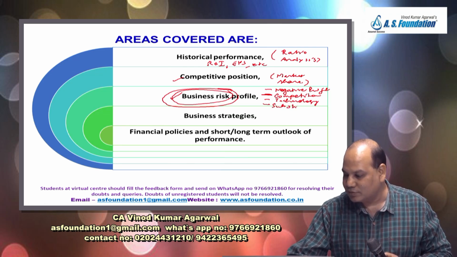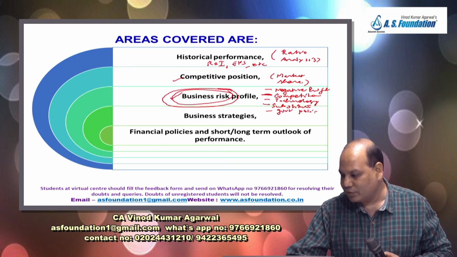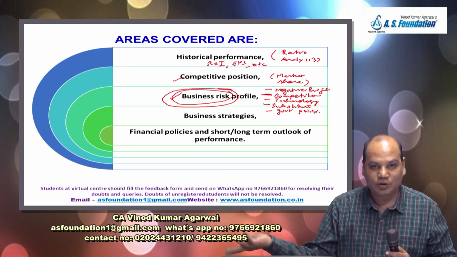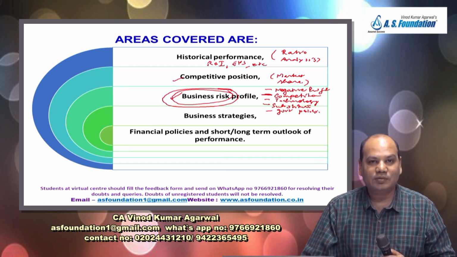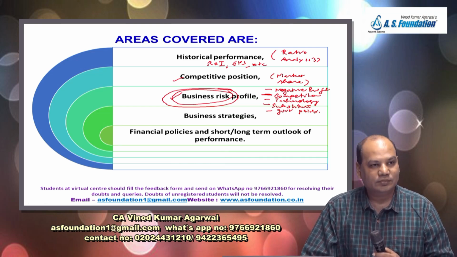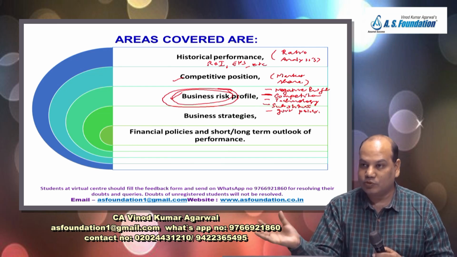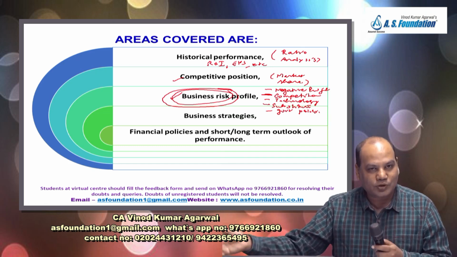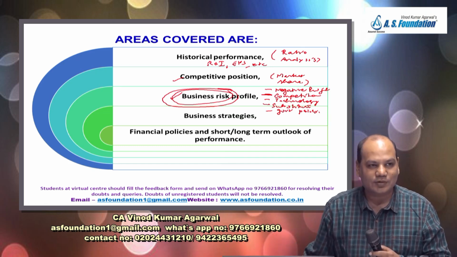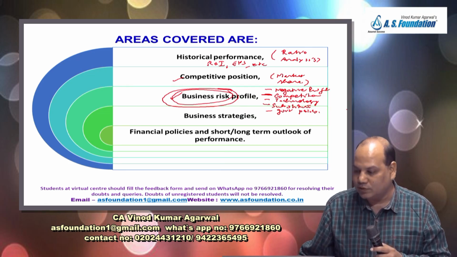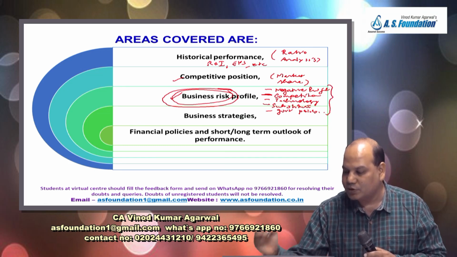Substitute product may emerge. Government policy may change. You are manufacturing petrol car, diesel car, but then government will say now we will promote electric cars. Okay, and those which will manufacture petrol and diesel car will have to pay more excise duty or more GST. Those which will manufacture other car will pay less taxes. So this will affect your business profile. Okay. Some more example we'll see in one subsequent paragraph.